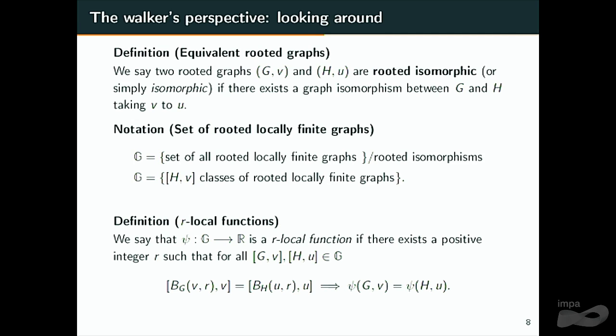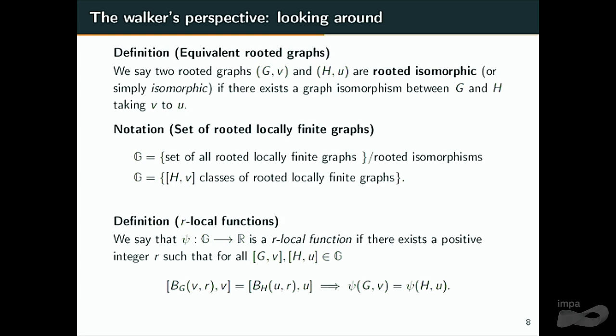So here we have a key definition. The concept of the local function. So we say that this function psi on the set of all rooted locally finite graphs to the real line is an R local function if there exists a positive integer R such that whenever you have two rooted graphs satisfying this condition here, then the function takes the same value on both graphs.